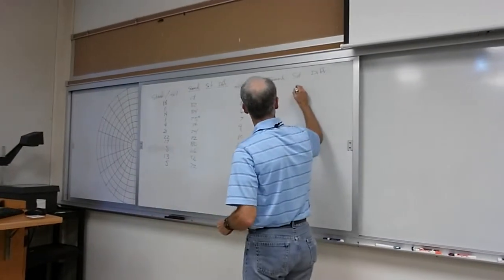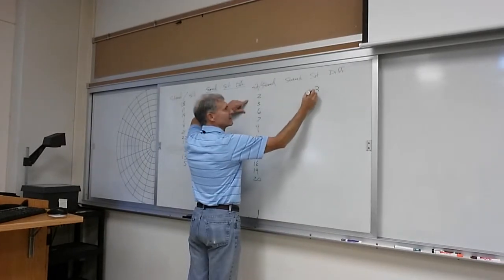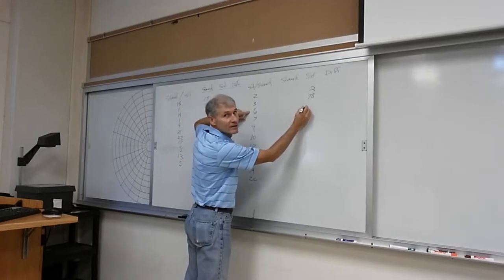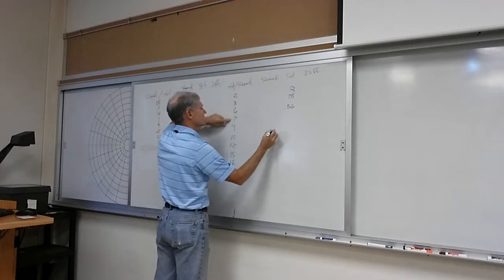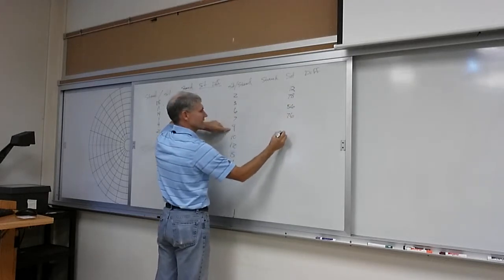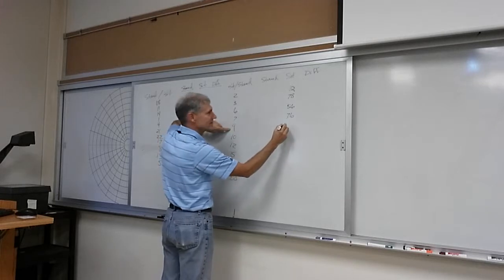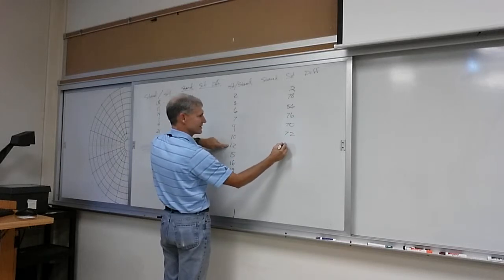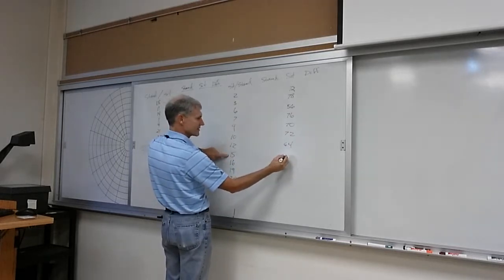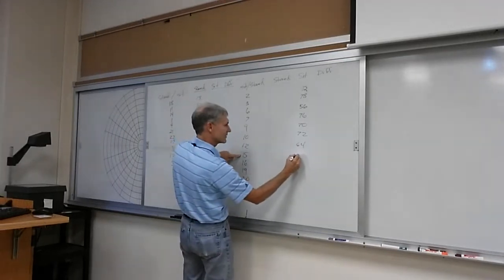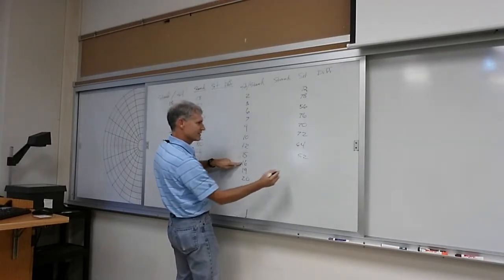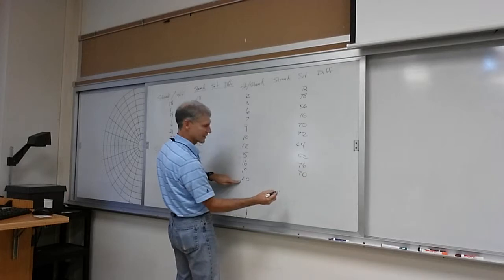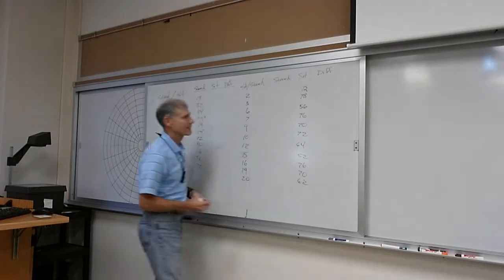Okay? Now the sit column over here are the people that stayed seated. So number 2, 72. Number 3, 78. Number 6, 56. 7, 76. 9, 70. Number 10, 72. Number 12, 64. Number 15, 52. 16, 76. 19, 70, and 20, 62. Okay?